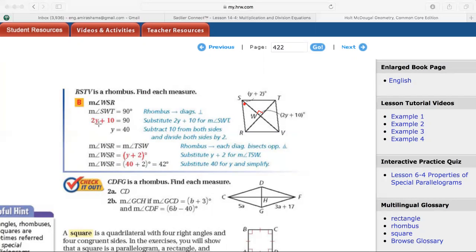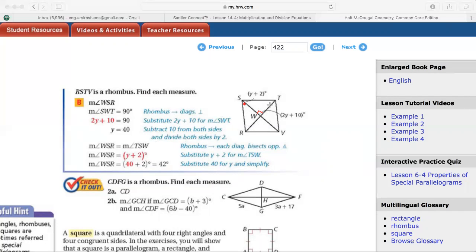So, 2y plus 10 is equal to 90. Substitute 2y plus 10 for this angle. So subtract 10 from both sides, then divide by 2 on the two sides. So y is equal to 40. Then I'm going to substitute the value of y, and I will get angle WSR.